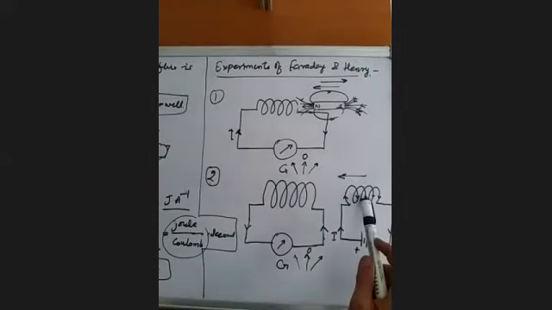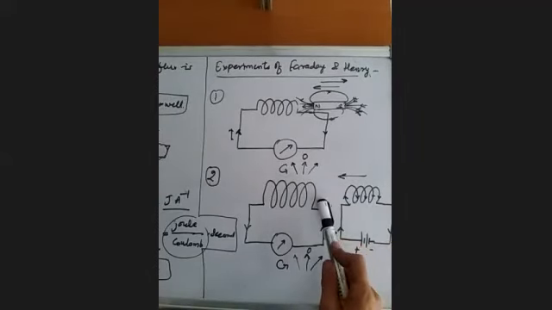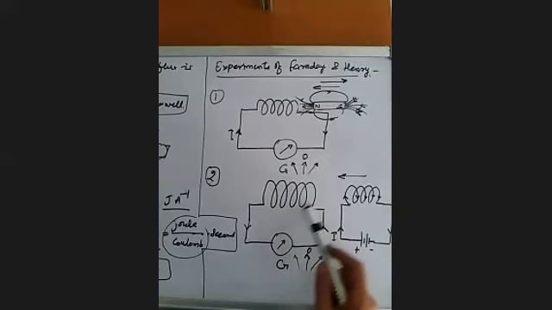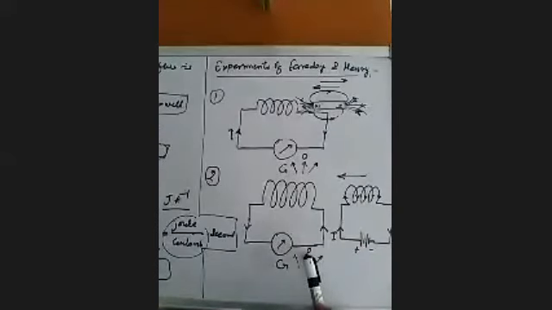And when you stop this coil at a particular distance from this coil, even if the current is flowing and there is a magnetic field around it, because the magnetic field linked with this coil is not changing, the deflection in the galvanometer will be at the zero point.